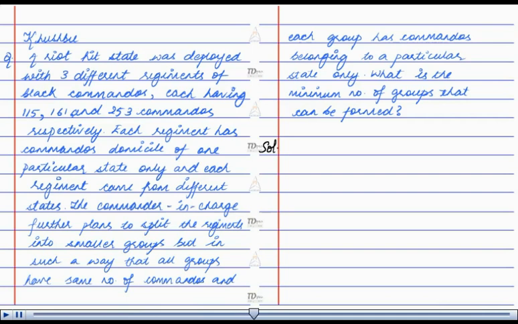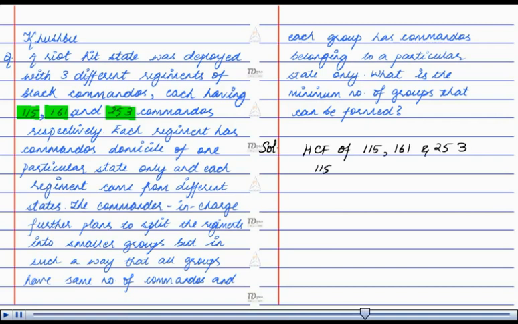Since here we need to divide these 3 groups of 115, 161 and 253 commandos such that each group has equal number of commandos, we simply need to find out HCF of 115, 161 and 253.